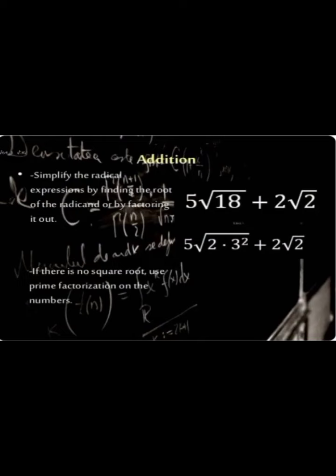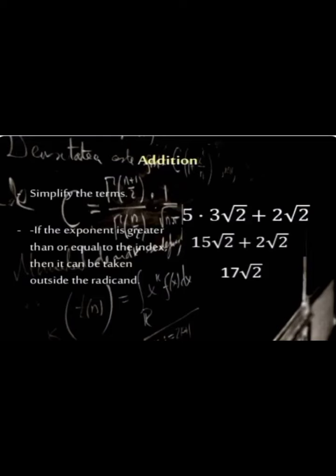So, 5 square root of 18 plus 2 square root of 2. The square root of 18 is 2 times 3 raised to 2. So, 5 square root of 2 times 3 squared, plus 2 square root of 2.